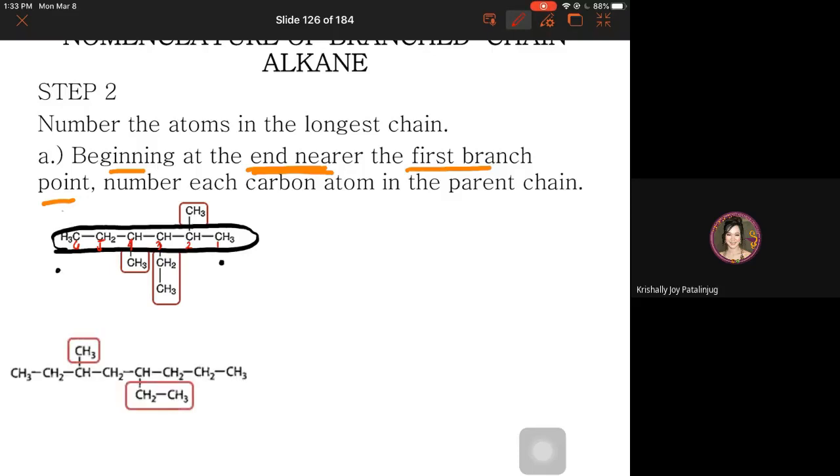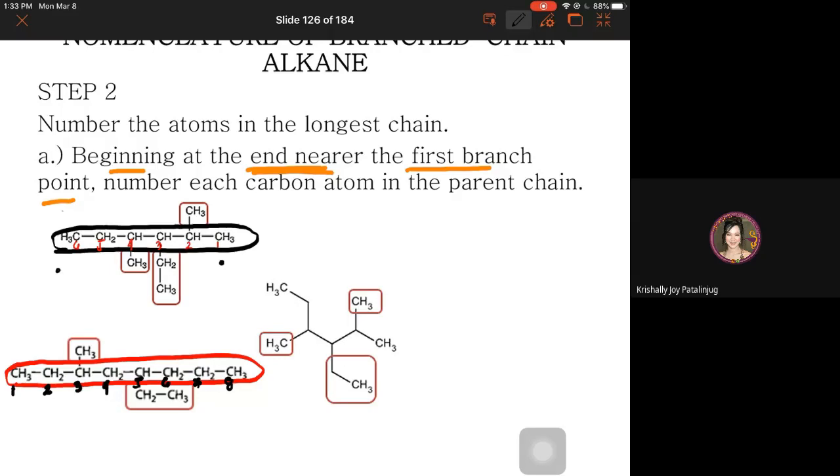Okay? Another one. If this is the parent, tell me which would be carbon 1, left or right? Very good, left. So this would be carbon 1, 2, 3, 4, 5, 6, 7, and 8. So yan lang yung step 2. Okay, mula sa finding parent chain, number ka na agad, number the carbon atom.